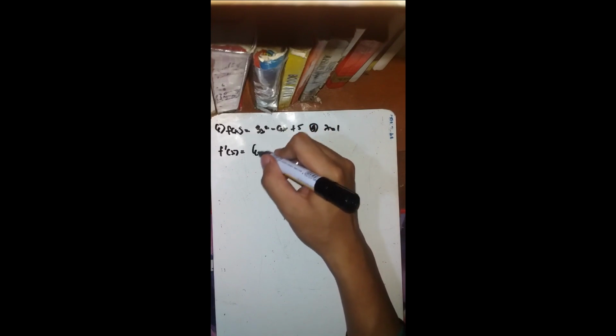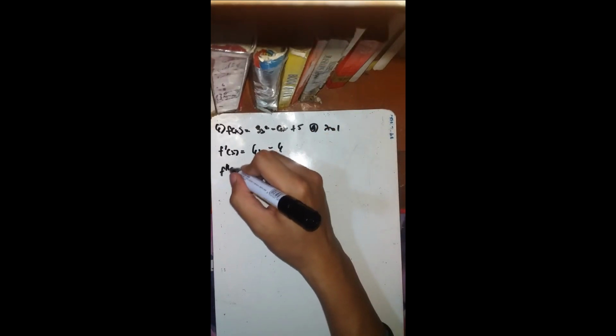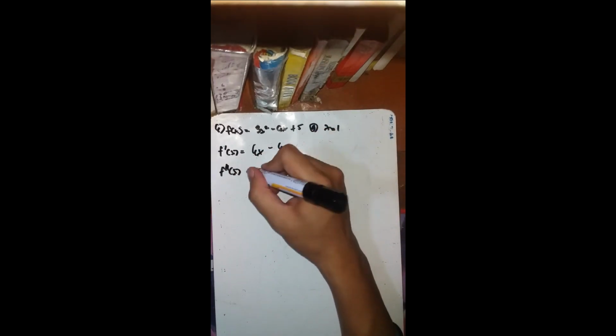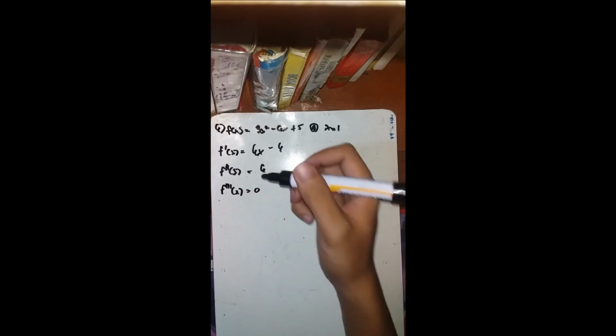So it becomes 6x minus 6. So your second derivative of this is equal to 6, and your third is equal to 0.